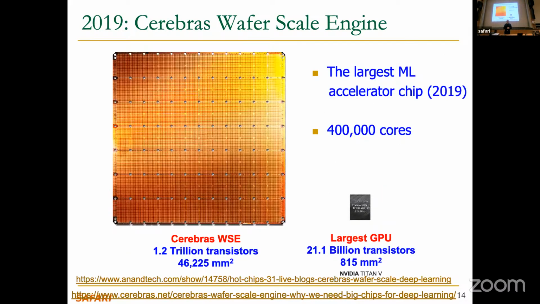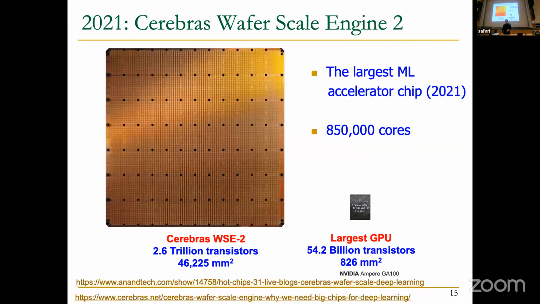But then it doesn't end. You can actually increase the number of transistors. This is the Cerebras wafer scale engine, this big. 1.2 trillion transistors and 2.6 trillion transistors. This is one of the biggest compute chips that we have today.